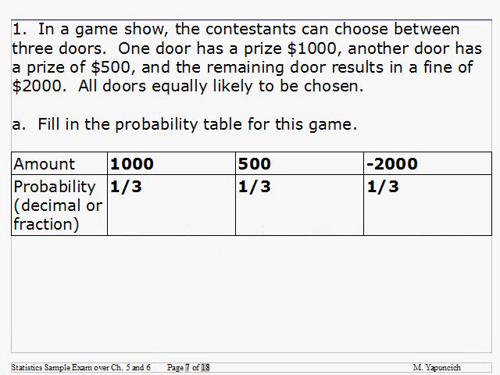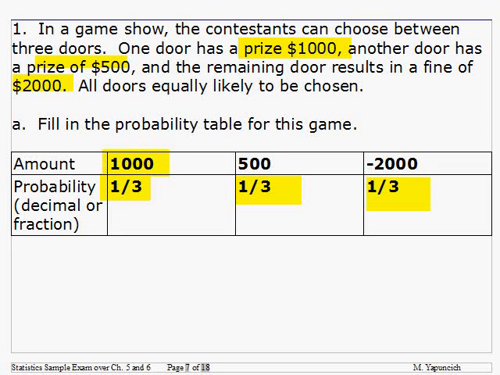So this is the type of question that will be on the test. It's a game show. You can choose between 3 doors. One door has a prize of $1,000, another has a prize of $500, and if you choose the remaining door, you get fined $2,000. So you need to fill in a probability table for the game. It would look like this. Well, first of all, the doors are equally likely to be chosen. So the probability of choosing each door is 1/3.